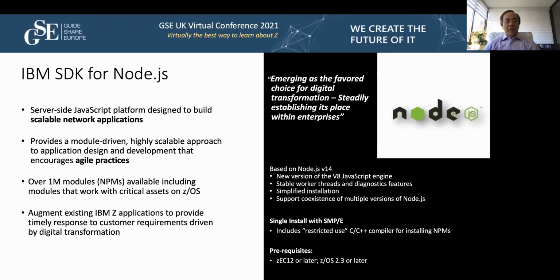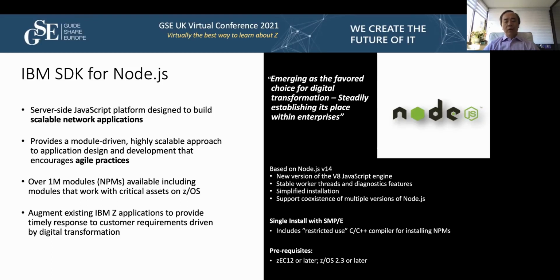So when Node.js came out, it was really used by the startups, but now what we found is it's being used by a lot of enterprises, specifically for modernizing applications, so writing new capabilities to add to the business critical applications. Our implementation is very up to date. It is based on Node.js version 14, which comes with a new version of the V8 JavaScript engine and worker threads and things like that. Those are new features added into V14.